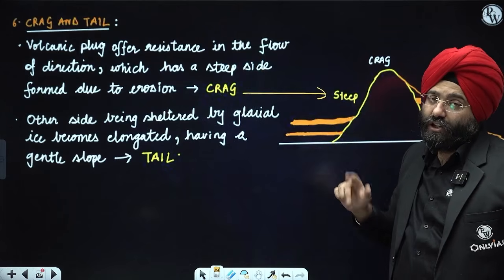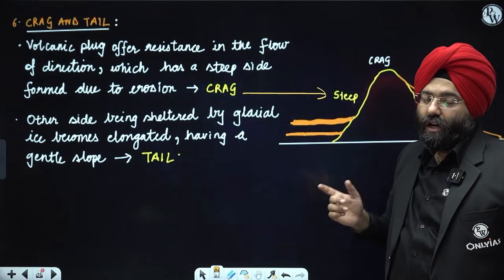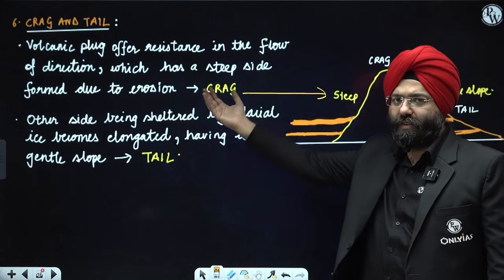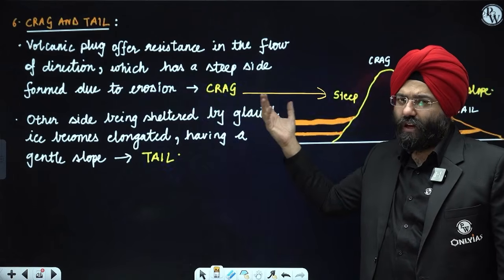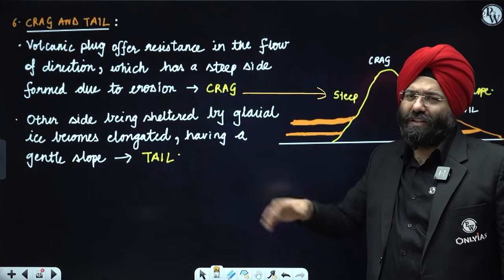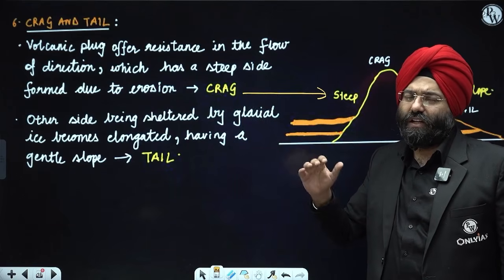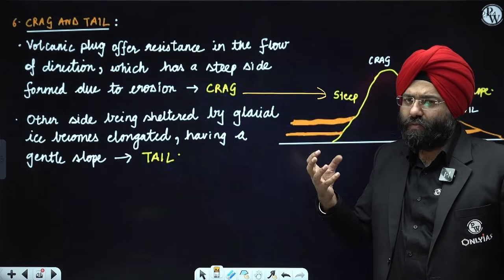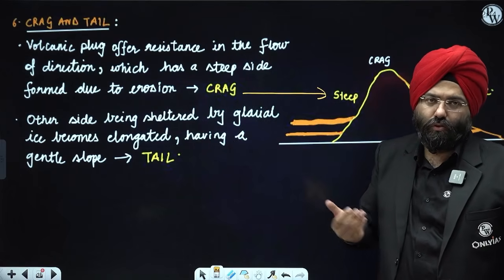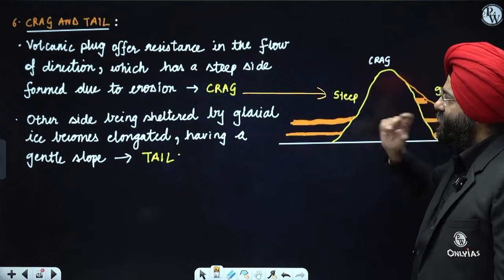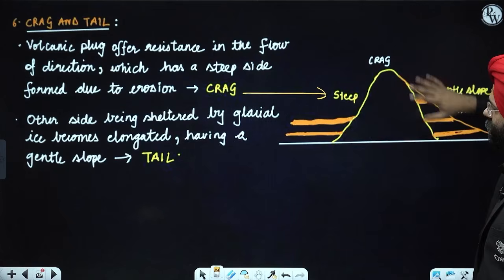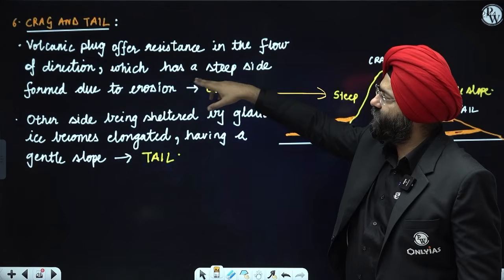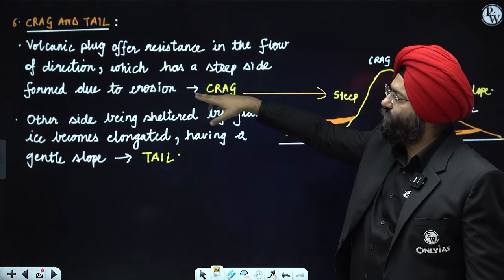Now for the glacier also to erode a hard rock is difficult. You know that very well. It might have eroded a lot of substances which it would have come across. Other rocks also, sedimentary rocks and other metamorphic rocks which are weaker in nature, it might have eroded very easily. But when it comes to some of the hard rocks, particularly the granitic rocks, then it becomes difficult to erode. That is why, when the volcanic plug offers resistance in the flow of the glacier, a steep side formed due to erosion is the crag.